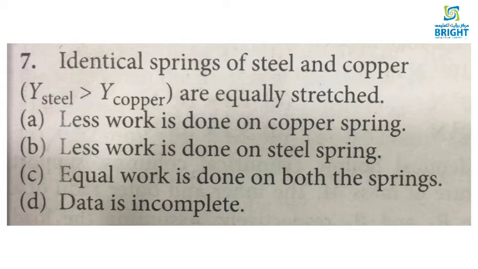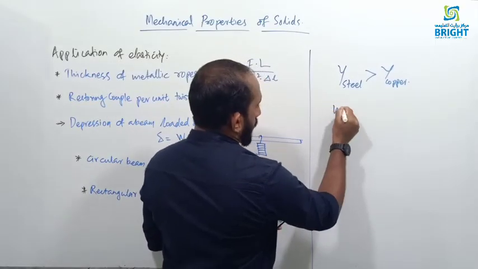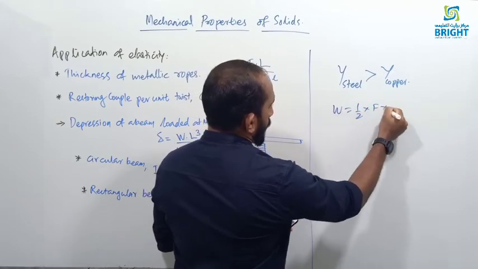Identical springs of steel and copper are equally stretched. Young's modulus of steel is greater than Young's modulus of copper. Then, what are the options? A, less work is done on the copper spring. B, less work is done on the steel spring. C, equal work is done on both the springs. D, data is incomplete. Young's modulus is given. The work done, W, is equal to half into F into delta L.